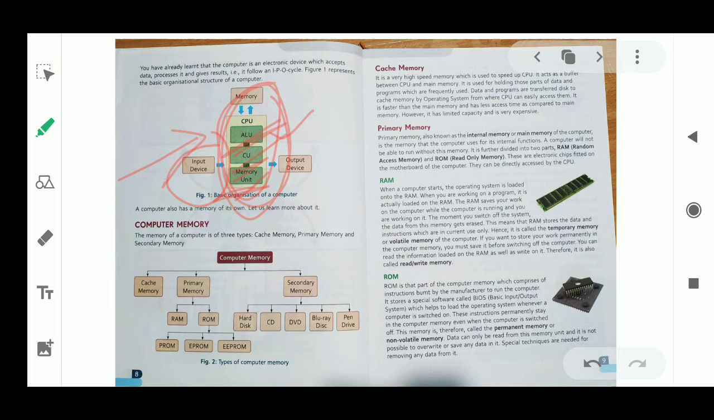The memory unit controls the management of the memory, and all this is connected with this. Here also you can see this CPU is connected with this memory, and finally this result we are getting, that is called output. So this is the basic architecture, the organization of a computer. Now basically here we will study the memory section, computer memory.